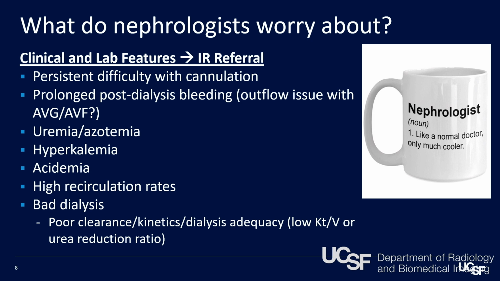Then a host of dialysis-related issues: azotemia, uremia, hyperkalemia, acidemia, the typical indications for dialysis. If you see these things in a maintenance dialysis patient, something is potentially wrong with your access. And then at the bottom, just bad dialysis, what nephrologists call poor clearance, poor kinetics, poor dialysis adequacy. We might throw this term Kt/V or urea reduction ratio at you as kind of an objective measure that there's something going wrong with the dialysis. Okay, so we have ways of quantifying the dose of dialysis that we're providing, and so you might hear us drop these words, the Kt/V is low or the URR is low.